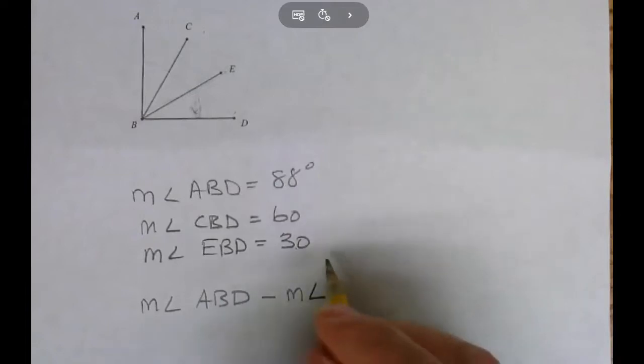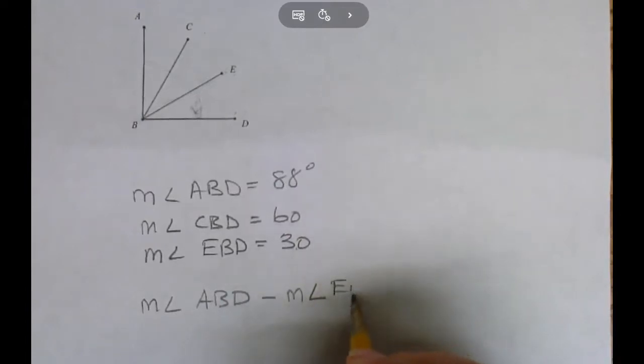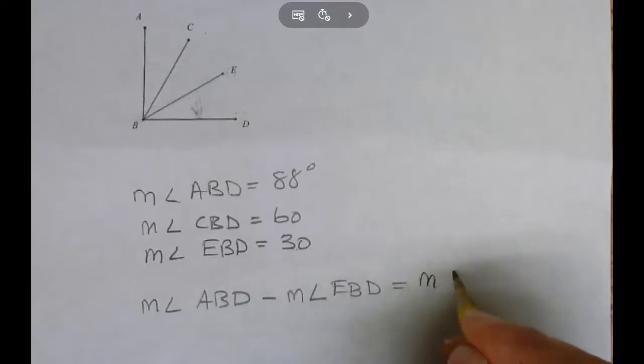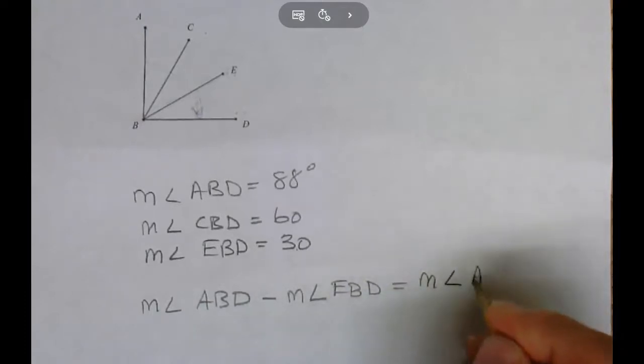Okay. So if we want to find ABE, we just need to know this whole angle, ABD, so the measure of angle ABD minus the measure of angle EBD, that will give us the measure of angle ABE.